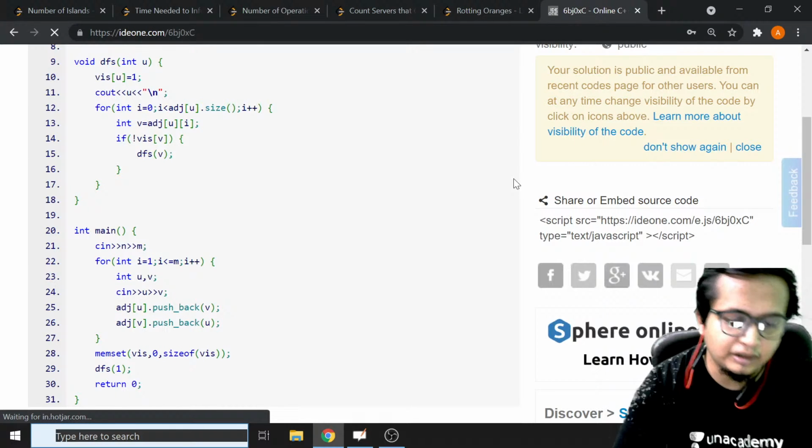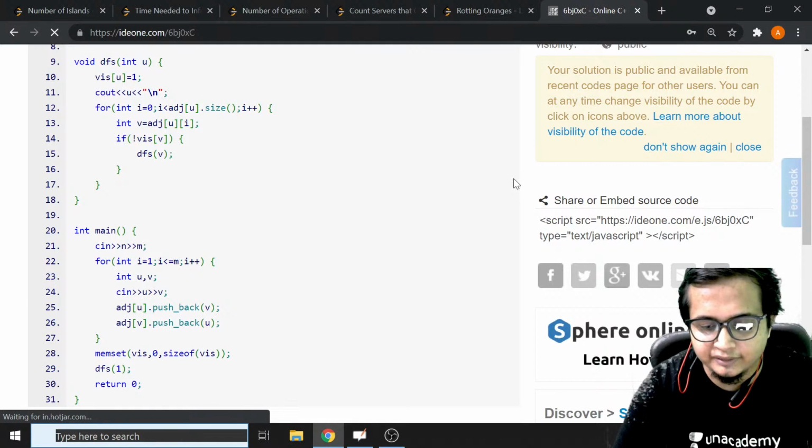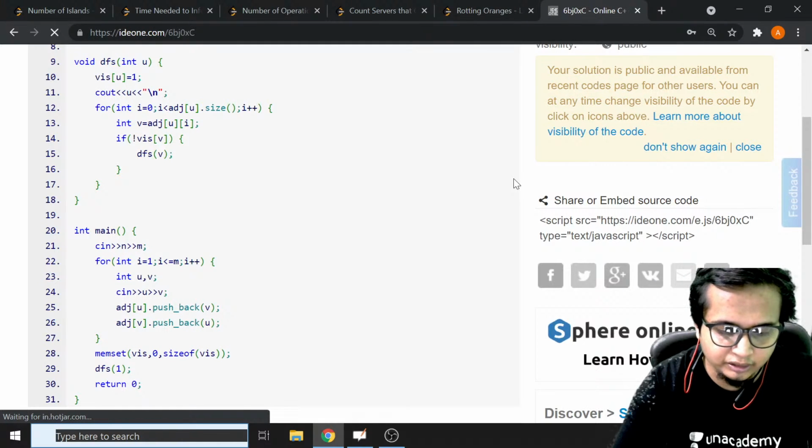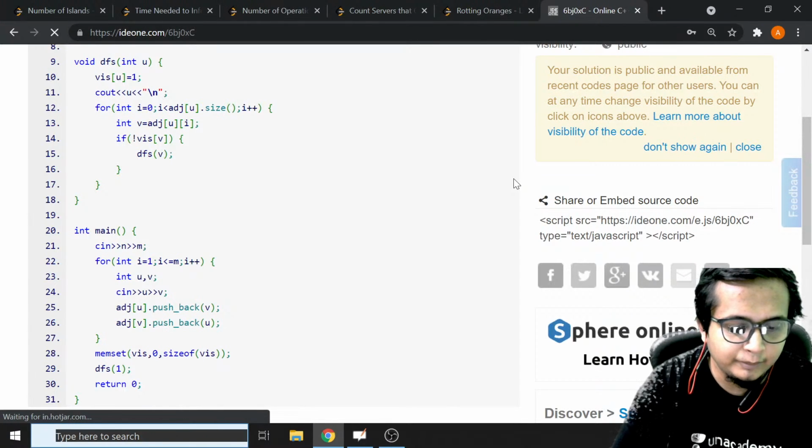So any idea what's missing in the code? The code is visible to you guys, right? Or should I zoom a bit? So try finding the mistake. The mistake is very small, but it could give you a wrong answer.